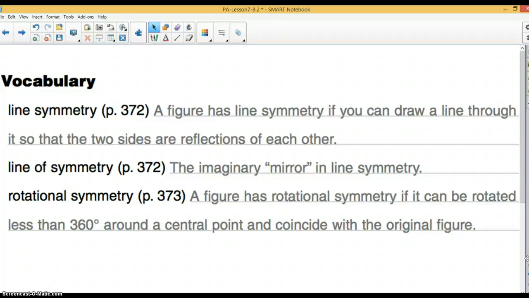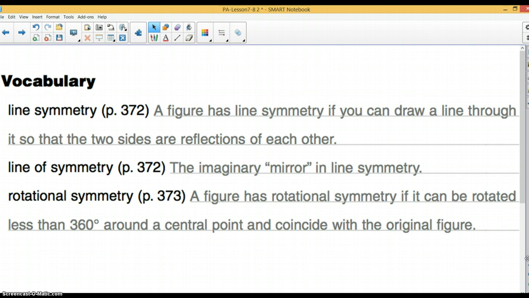A really good example of that is if you hold your hand straight out to the side, and if you drew a line straight down the center of your body, that would be line symmetry, because you could fold your hands together and they would come together perfectly. The line of symmetry is that imaginary line that you would draw. So that would be the line that goes from your forehead, down through your nose, belly button, all the way down to the ground. And if you look at both sides of that, you should be pretty close to symmetrical.